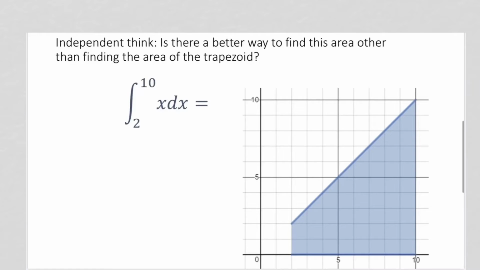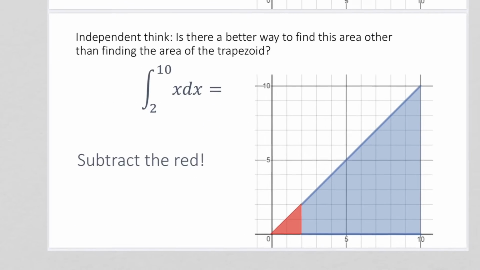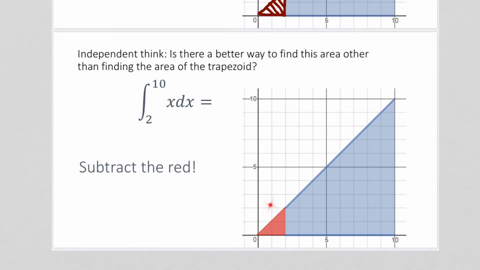Okay, unpausing. Now you can think of this as just a triangle with this little piece cut off right here, right? So what we could do is find the area of this triangle, and then we could just subtract this little tiny triangle, and that will give us the area of just the blue part, right? So down here, yeah, subtract the red. That's all we're going to do. We're going to find the area of this big triangle and subtract this small triangle.